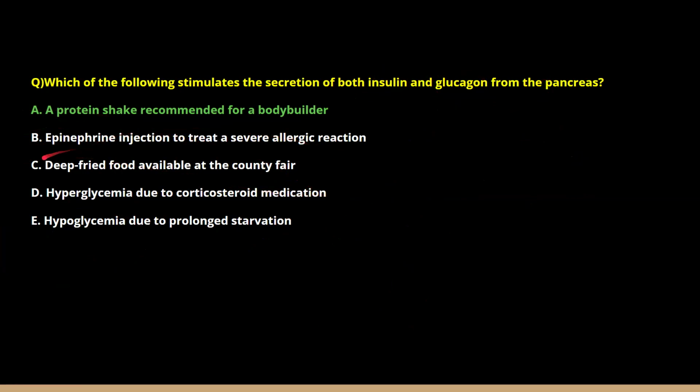Deep fried food and all of the others, not really. Epinephrine injection to treat a severe allergic reaction, probably not. Like the others, they don't work. A is the correct answer. Because for D and E, you'll have hyperglycemia, which stimulates insulin but you won't want glucagon. With hypoglycemia, you won't want insulin, you want glucagon. So D and E are out already.